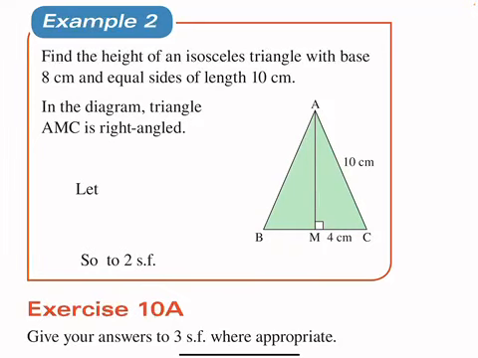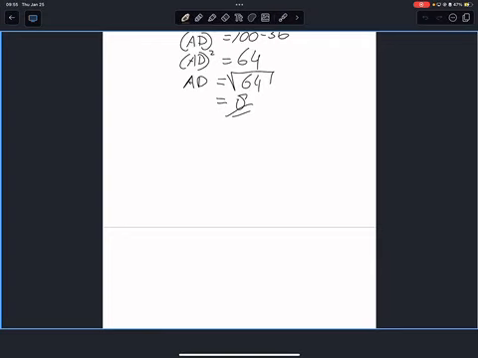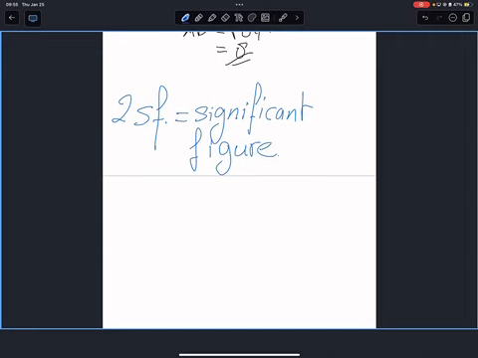One thing I noticed in exams is that many students do not know what SF means. Significant figure.